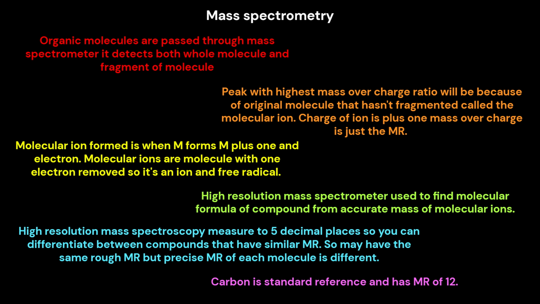A high-resolution mass spectrometer is used to find the molecular formula of a compound from the accurate mass of the molecular ion. High-resolution mass spectrometry measures to 5 decimal places, so you can differentiate between compounds that have a similar MR. Some may have the same rough MR, but the precise MR of each molecule is different. Carbon is the standard reference and has an MR of 12.